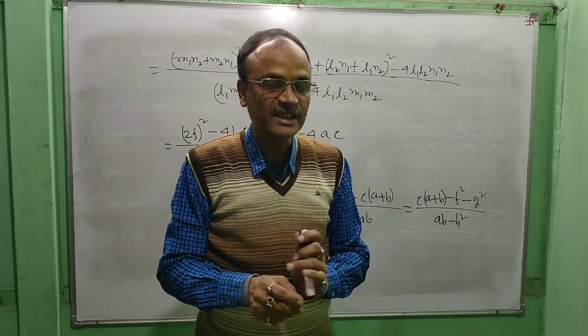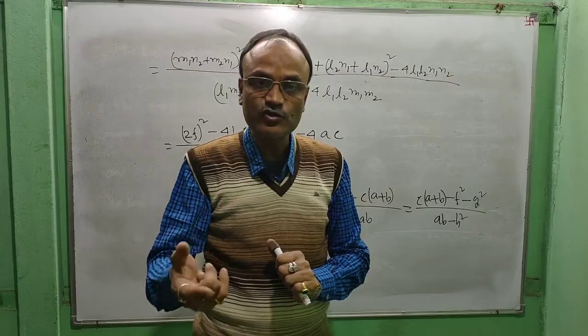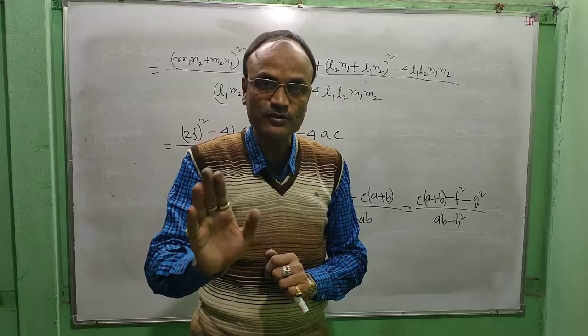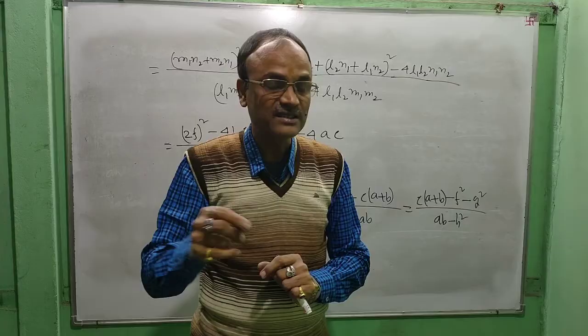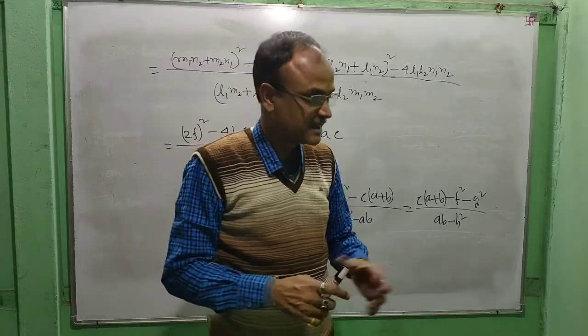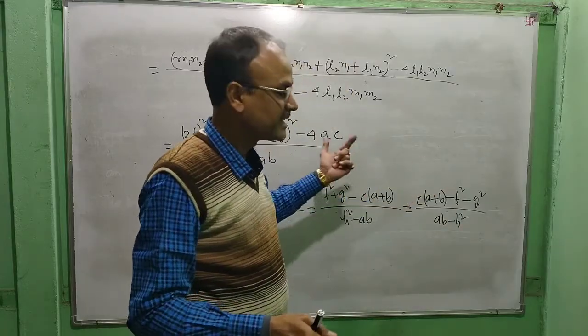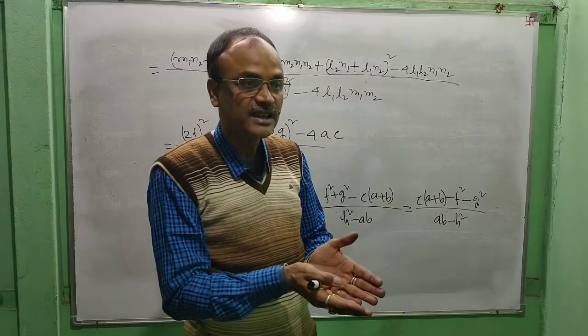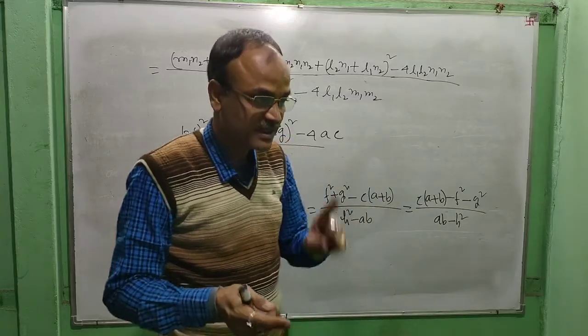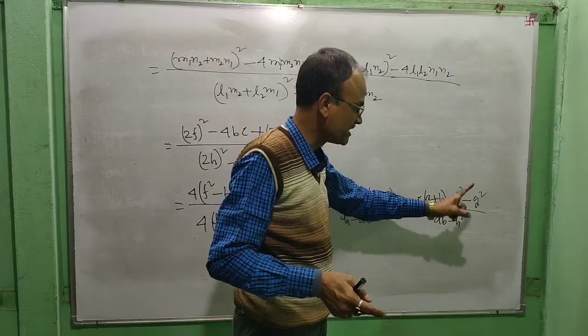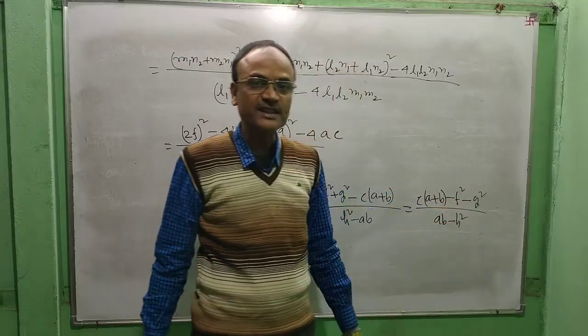This is the square of the distance between the point of intersection of the straight lines represented by the equation ax square plus 2hxy plus by square plus 2gx plus 2fy plus c equal to 0, and the origin. The result is c into (a plus b) minus f square minus g square divided by ab minus h square.